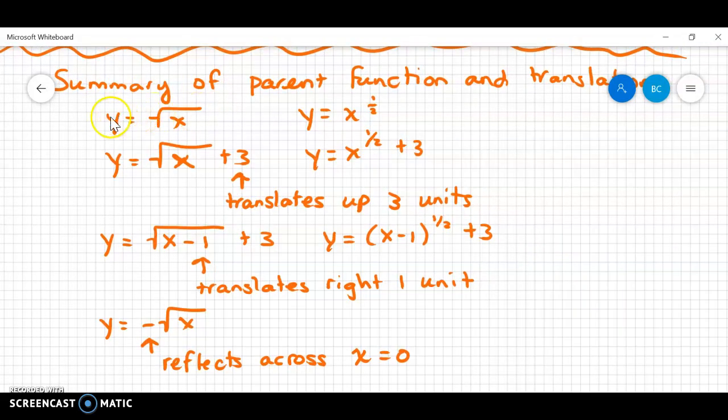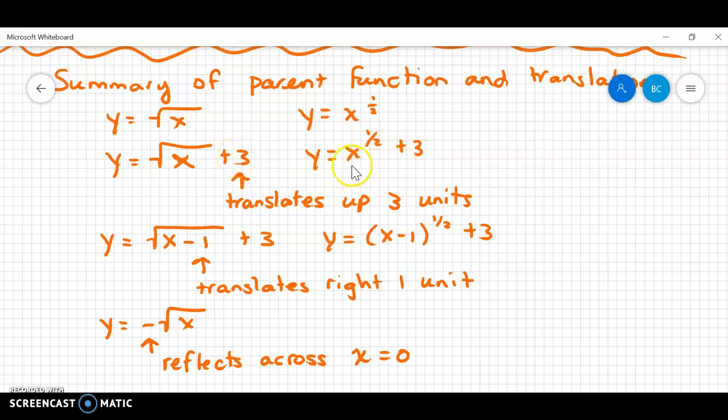So again, this is the parent function of a square root function. Another way that I can write it is y equals x to the 1/2 power. If I have the parent function and I add 3, and the plus 3 is not part of my radicand, then that's translating my whole graph up 3 units. If this were minus 3, it would be translating it down 3 units. Again, at this point, we should be so used to that pattern in other types of functions that that should be pretty clear to us.